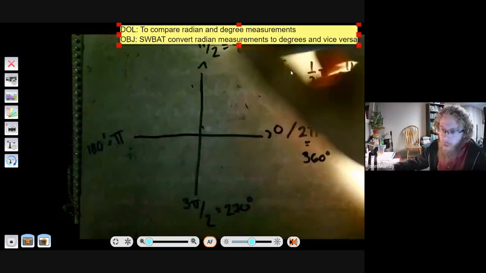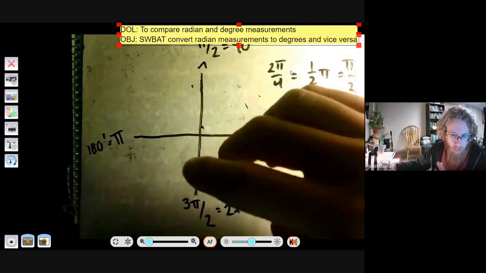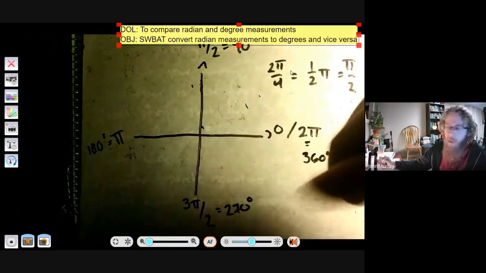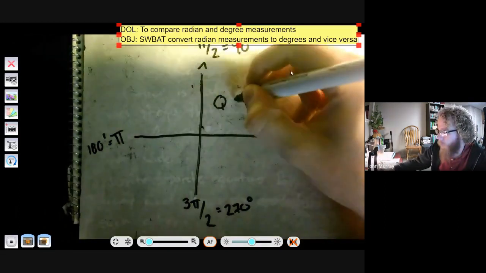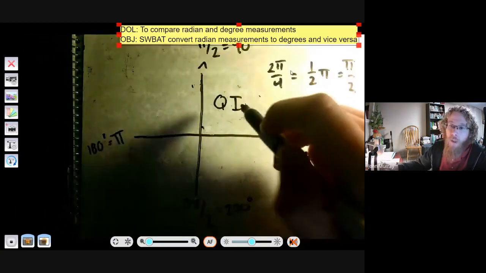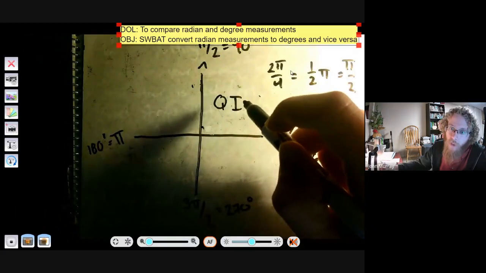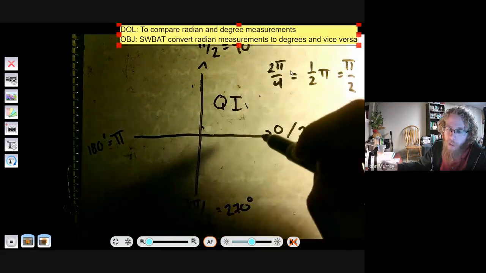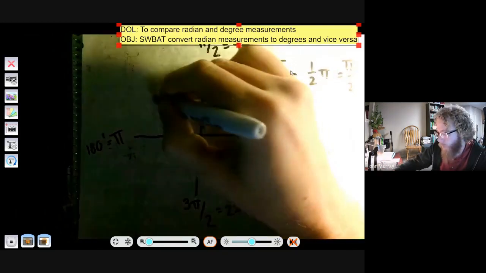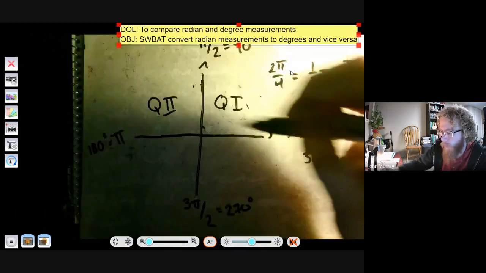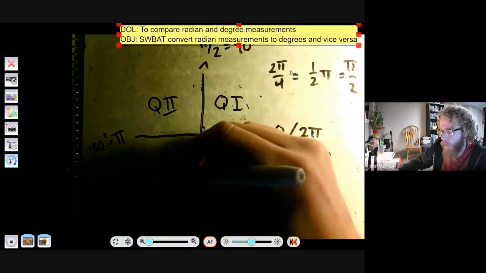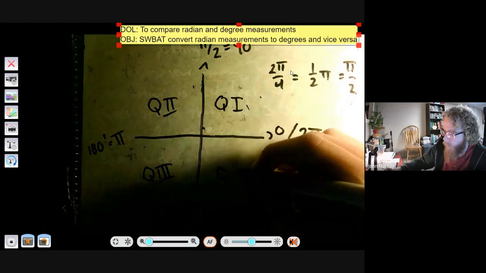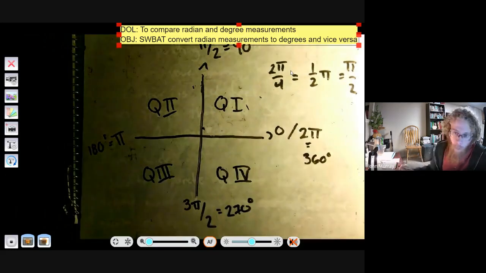So we name our quadrants here because they're broken up into 4 equal parts. They are quadrants. It starts with quadrant 1 in this upper right one, and then we move counterclockwise like our angles do. So over here we have quadrant 2. Down here we have quadrant 3. And finally we have quadrant 4.